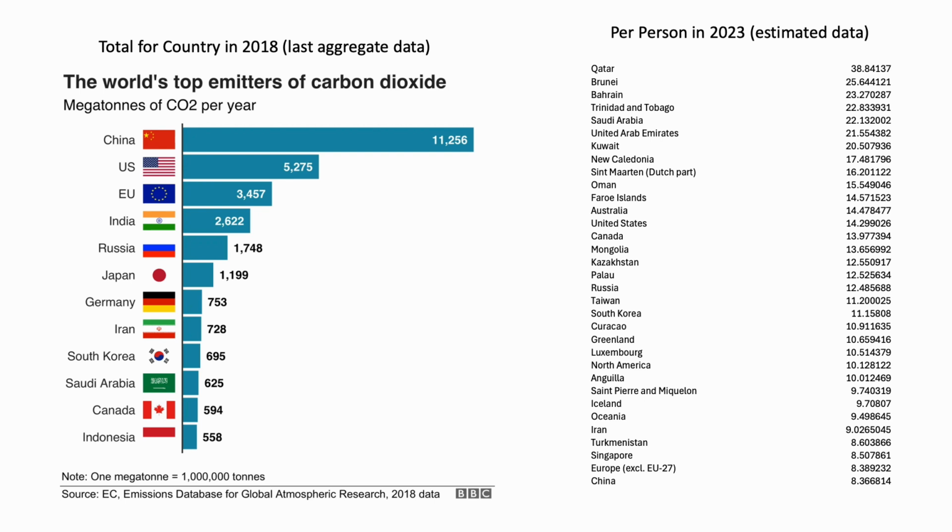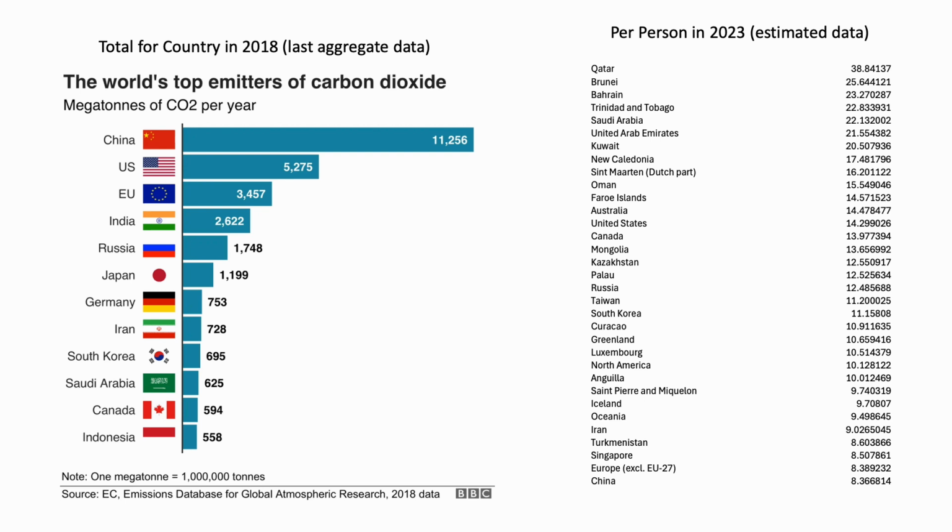The total for country emissions is topped by, obviously, China at 11.2 megatons of CO2 per year, followed by the US and the EU. Obviously, China is a big manufacturing base and is followed by another big manufacturing base, the US. The EU, obviously a large area of industrial production as well, India being fourth place, followed by Russia.